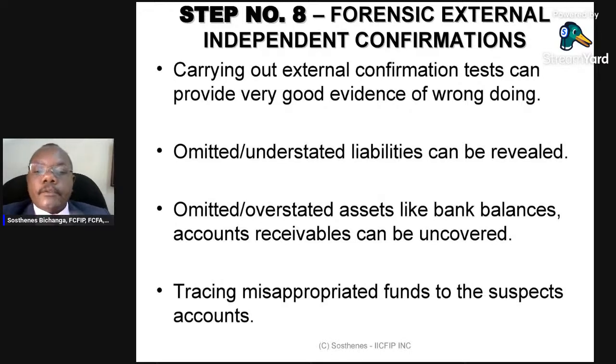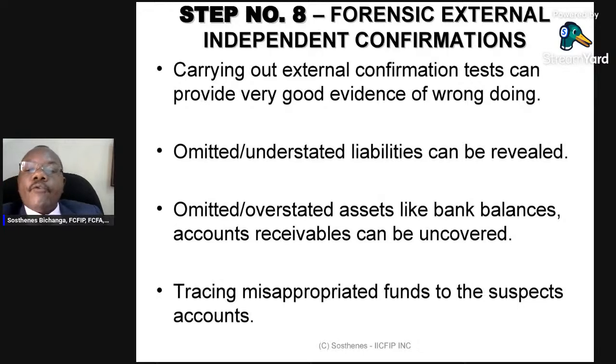Advantages of external confirmations. Number one, carrying out external confirmation tests can provide very good evidence of the offense. Number two, omitted or understated liabilities can be revealed or discovered. Number three, omitted or understated assets like bank balances and accounts receivable can be uncovered. Number four, tracing misappropriated funds to the suspects' bank accounts. Number five, omitted long-term investments that are financed by loans that are also omitted.